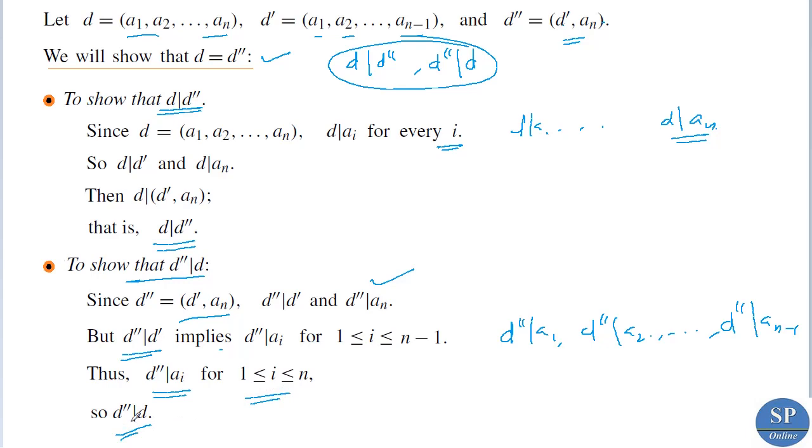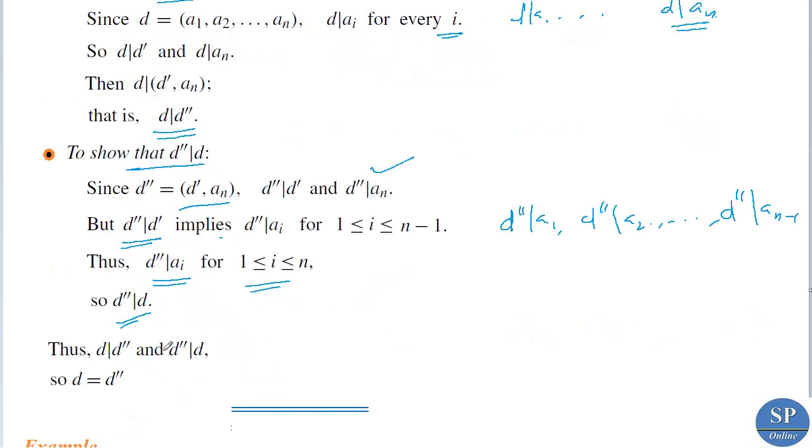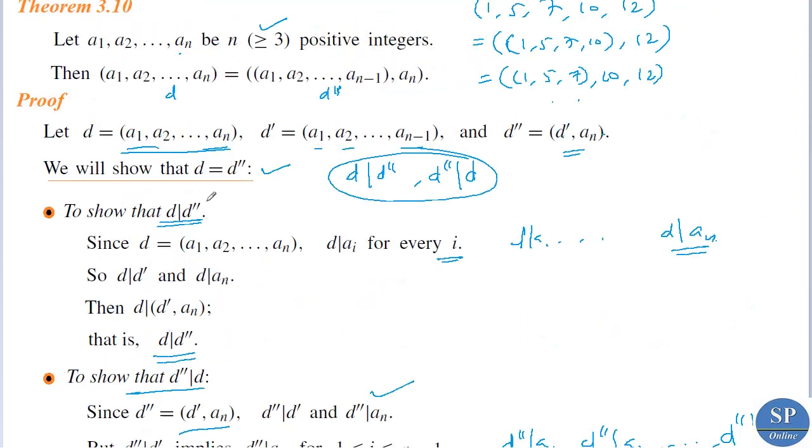So we have d double dash divides d, because d is the GCD of a1, a2, etc., an. Therefore we have d divides d double dash and d double dash divides d. Therefore we have d equal to d double dash. Therefore this is equal to this.